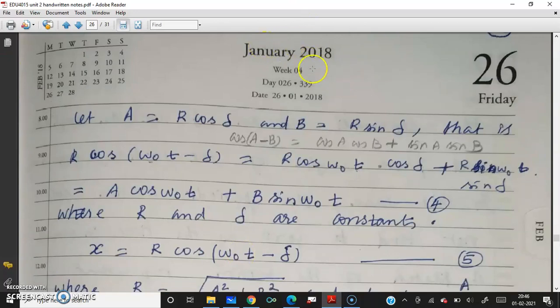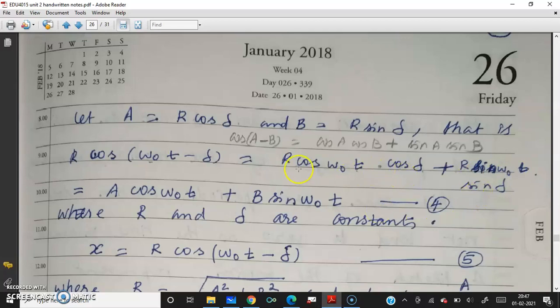If you take a as r cos delta, b as r sin delta, then cos of a minus b is what? Cos a cos b plus sin a sin b. You are going to use this formula: r cos of omega naught t minus delta, that is cos a minus b, cos a cos b plus sin a sin b. Using this formula, r cos omega naught t into cos delta plus r sin omega naught t into sin delta. This is what we are going to use.